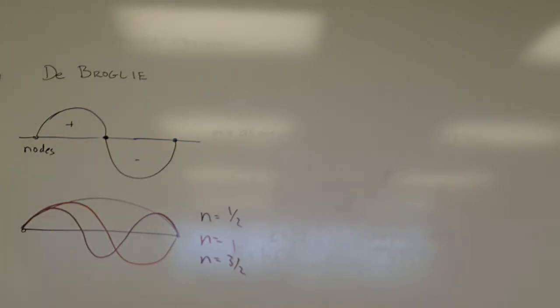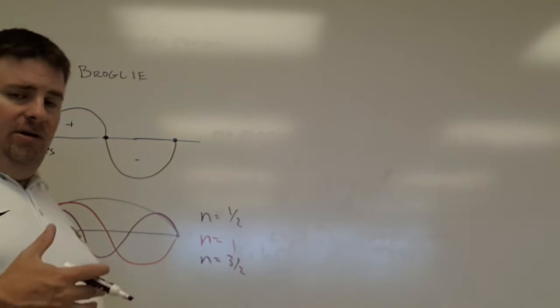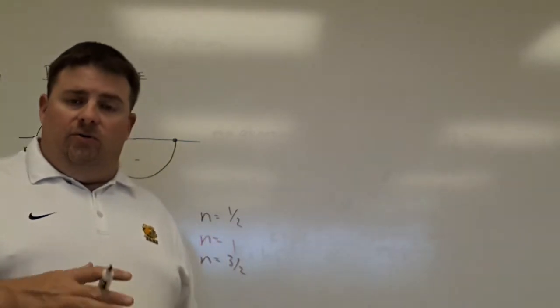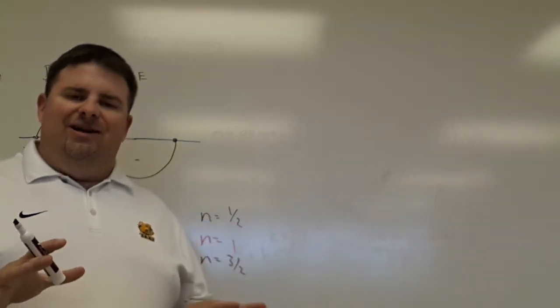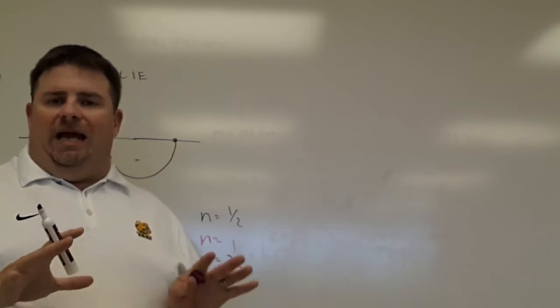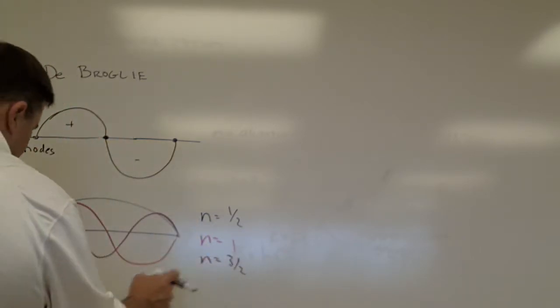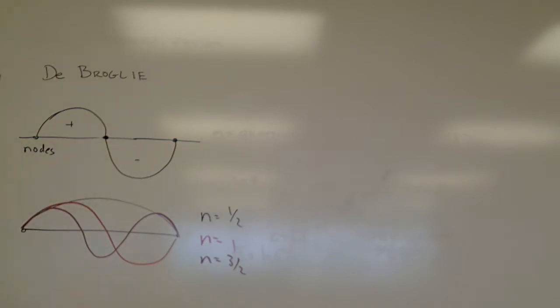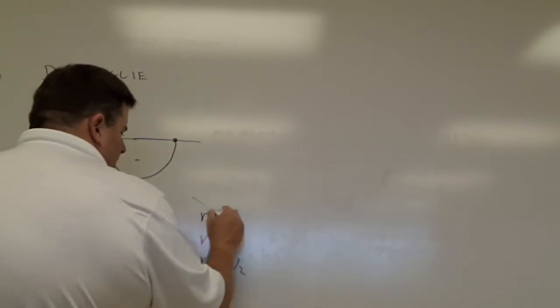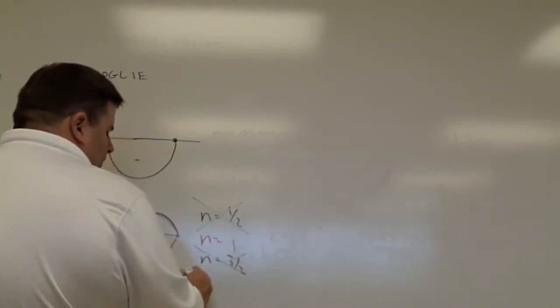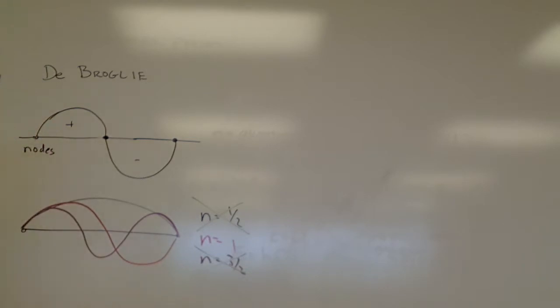Now, de Broglie noticed that when you're dealing with electrons in the quantum realm, you're not going to be able to get these half values. So anything that did not produce an integer for n is a forbidden transition. This one and this one would be forbidden in the quantum sphere. We can't see that.